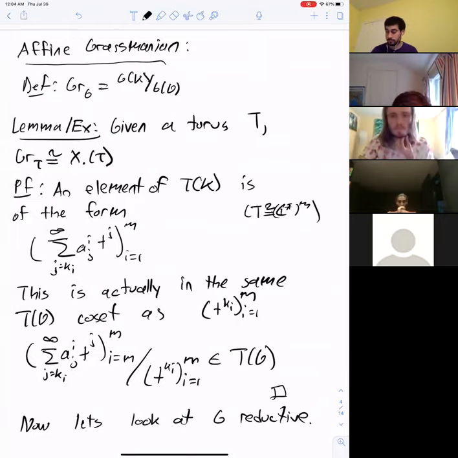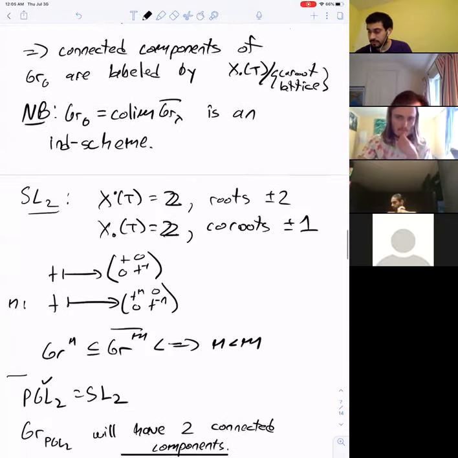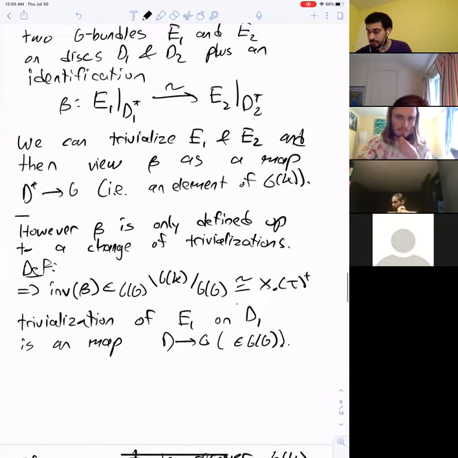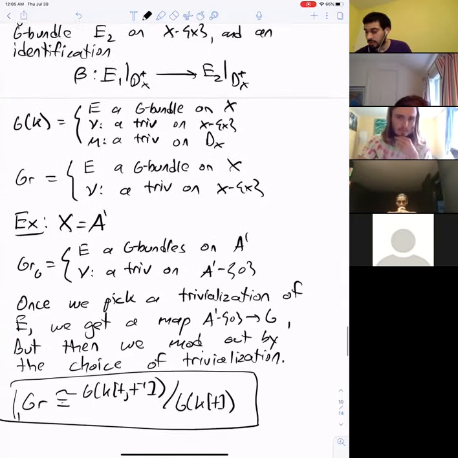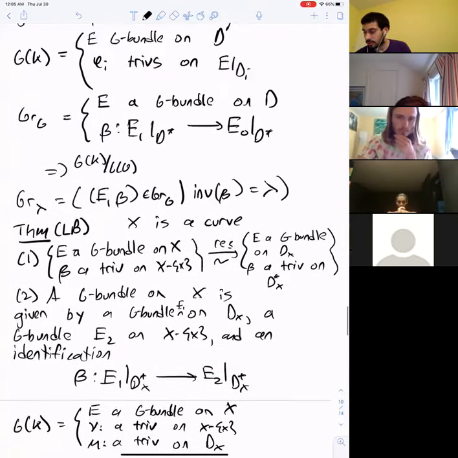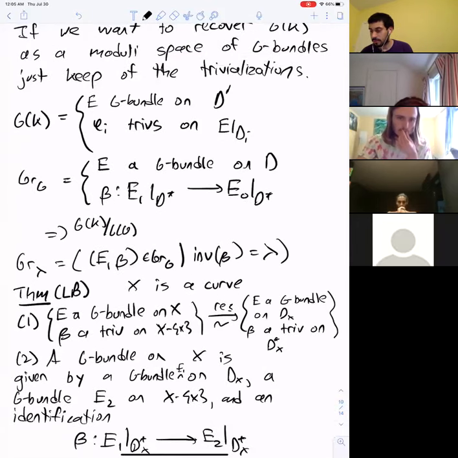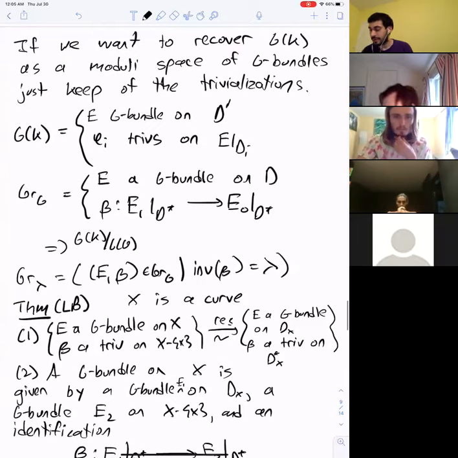Maybe I'm stealing your thunder for tomorrow or the next day, but you have this way of saying that the affine Grassmannian is like two G bundles. No, that's G of K. Can you tell me how to convolve two G bundles, as in the affine Grassmannian? You start with two G bundles on D and two trivializations beta 1 and 2. How do you convolve?